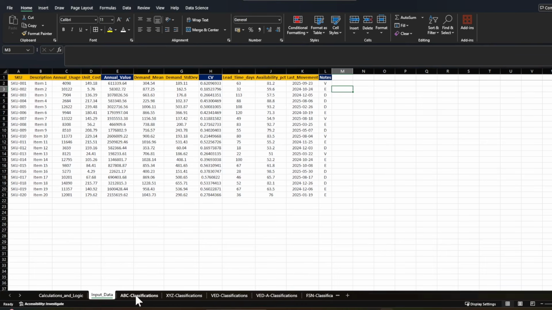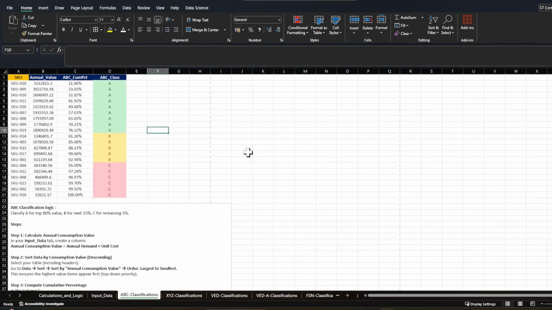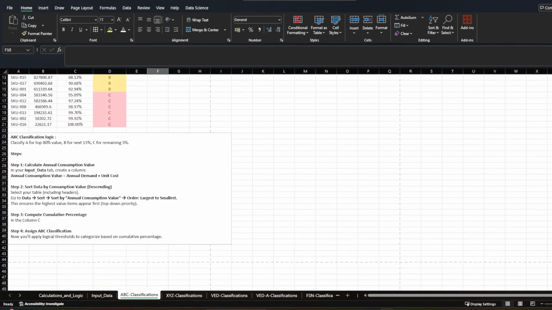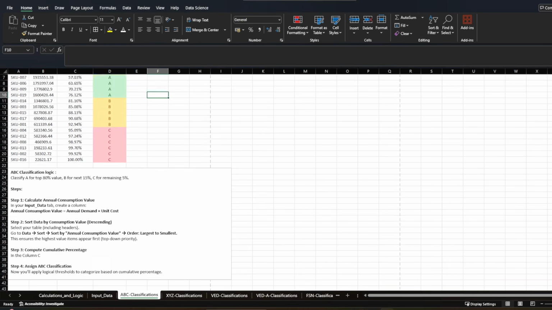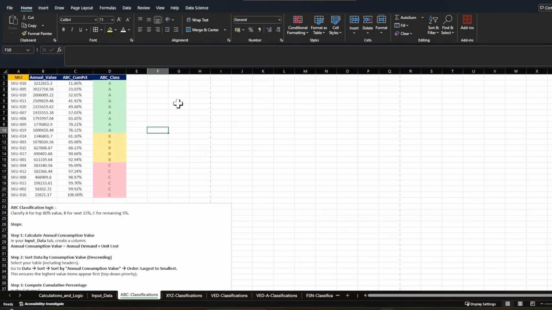Let's move to the ABC classification. This is the sheet for ABC classification. Here we have some text around what ABC classification is. We know that it is value based. We classify A for the top 80% of the value, next B is 15%, and the remaining 5% are the C category. Here are the steps for how you can perform this in Excel. But I think it's not very tough.